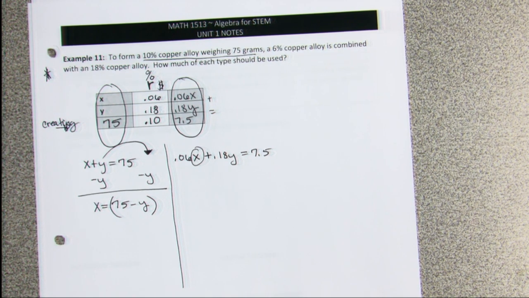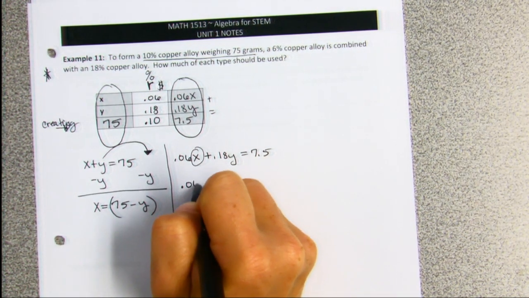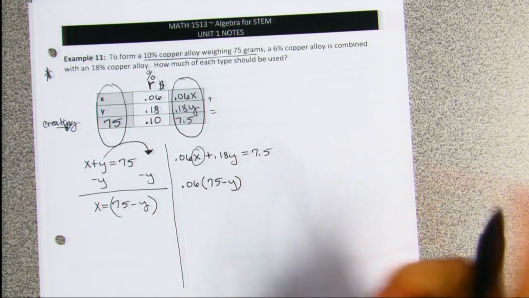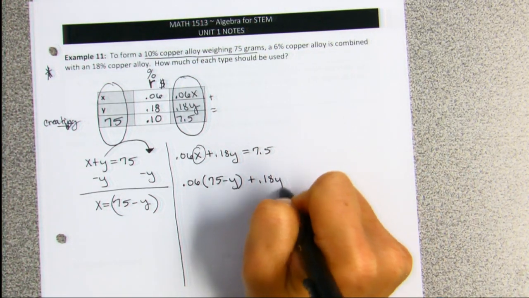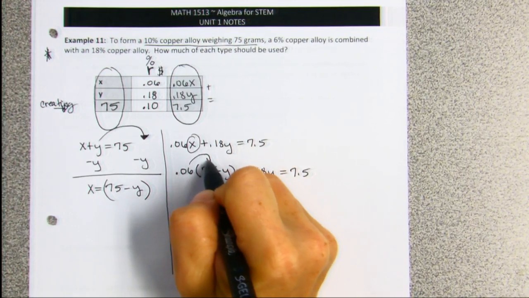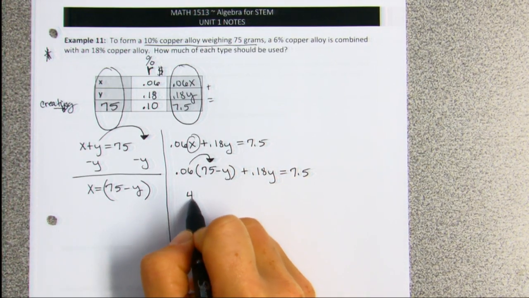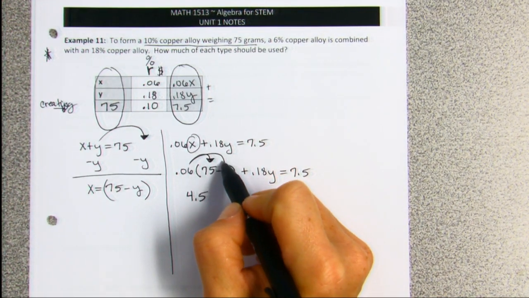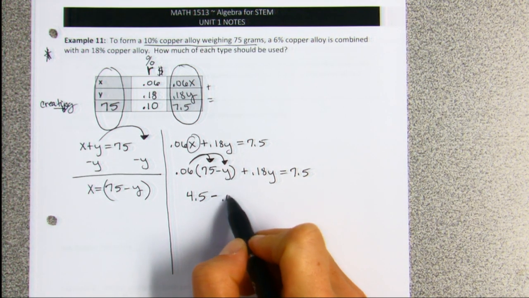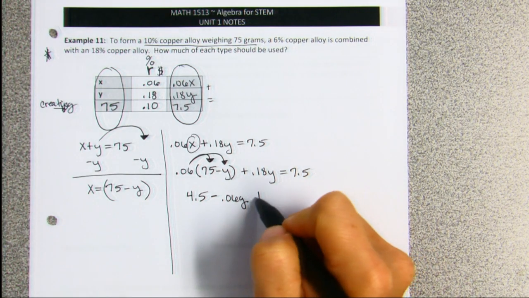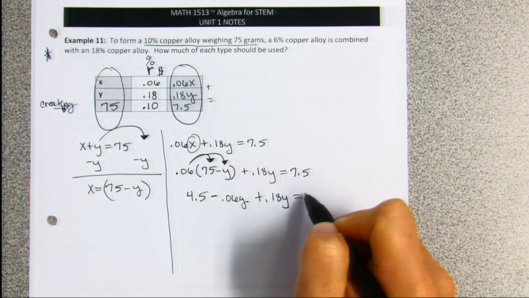You guys are doing great. Stay with me. 0.06 times 75 minus Y, and then copy down the rest of that, plus 0.18Y equals 7.5. So 0.06 times 75, if you put that in your calculator, is 4.5. 0.06 times negative Y is negative 0.06Y, plus 0.18Y equals 7.5.